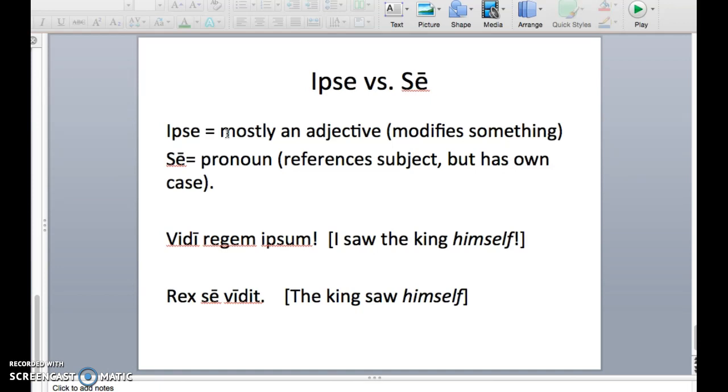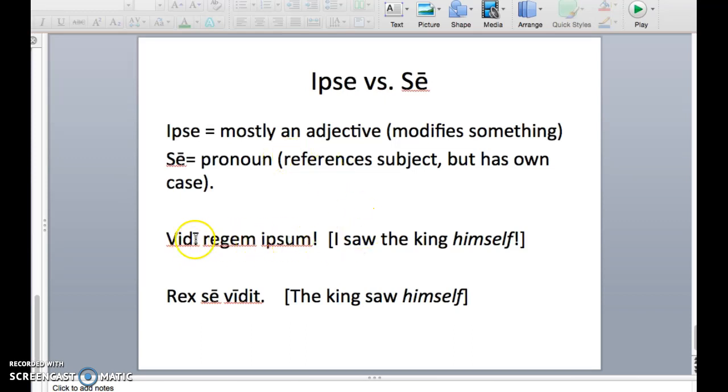We could also just say amo. Why do we say ego? For intensification. And that's why we put ipse into a sentence sometimes, to intensify whatever it's modifying. So as opposed to se, which functions as a pronoun, refers back to the subject, but it has its own case. It has its own function in the sentence. If we were to take se out of its sentence, the sentence would no longer mean the same thing. It wouldn't make sense. So let's look at two quick examples.